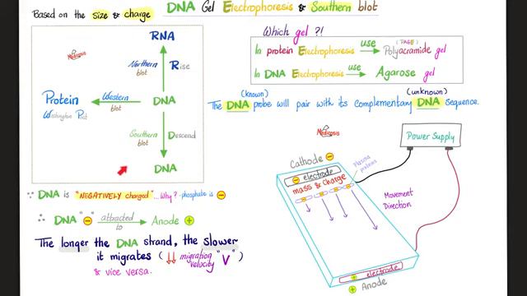Remember that my DNA is negatively charged. If I am negatively charged, I'll be attracted towards the positive electrode, i.e. the anode. And I will keep traveling and traveling and traveling, migrating from the cathode towards the anode, from the negative electrode towards the positive electrode. And the longer the DNA strand, the slower it migrates, i.e. the lower the migration velocity, and vice versa.